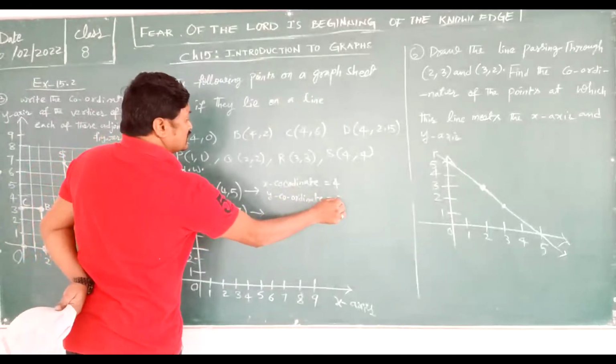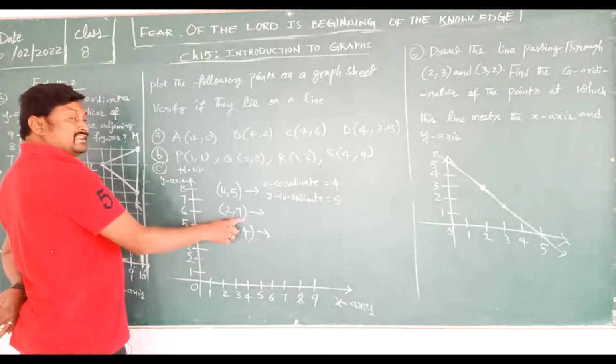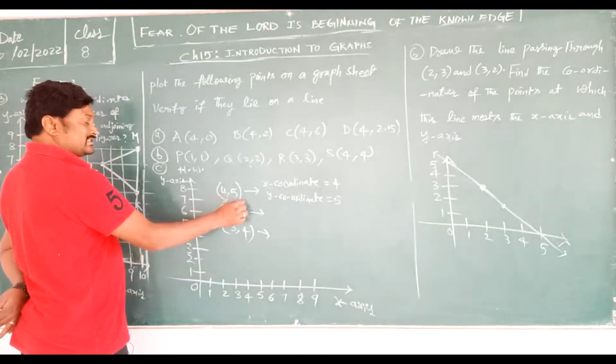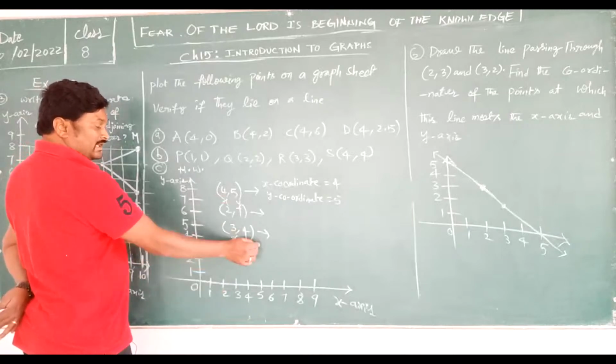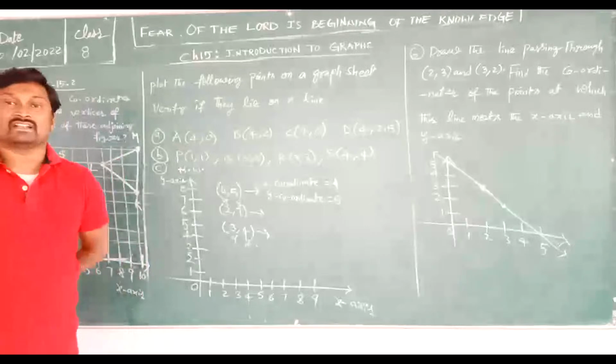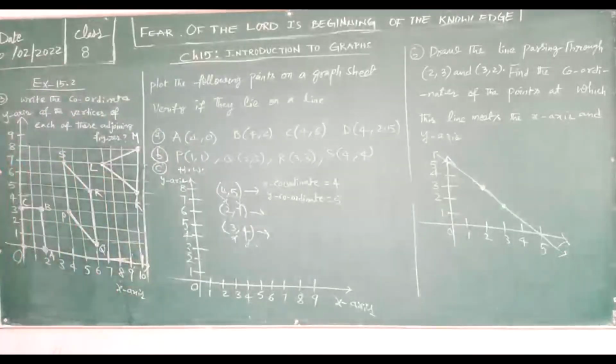5. Similarly, the x coordinate is 2, the y coordinate is 7. This is x, this is y. And then the x coordinate is 3, the y coordinate is 4. Whoever has written the correct answers, give them a clap now. Give a thumbs up symbol and then clap.